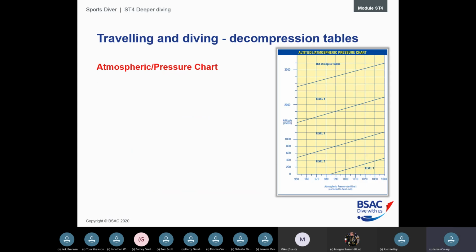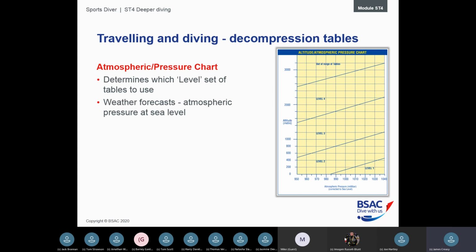These are the tables that you look at when you're traveling with your diving. The tables that we've all been using before, that you're all familiar with, are for diving at sea level. Obviously, when you go down in the water, the pressure increases. However, when you go above sea level, the pressure decreases. So you might have to use a different table or a different level depending on the altitude you're going to.